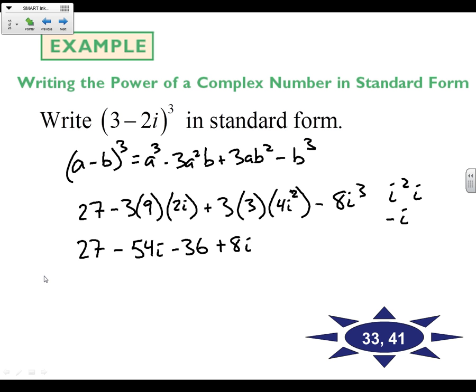So let's put this all together. I see negative 9 minus 46i. Okay, so it's all going to come together. All right, 33 and 41 are yours to try.